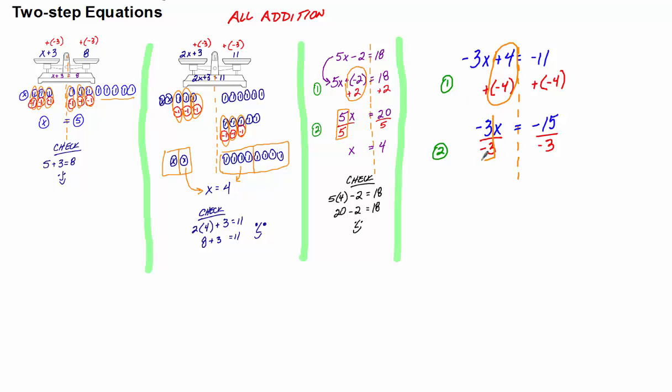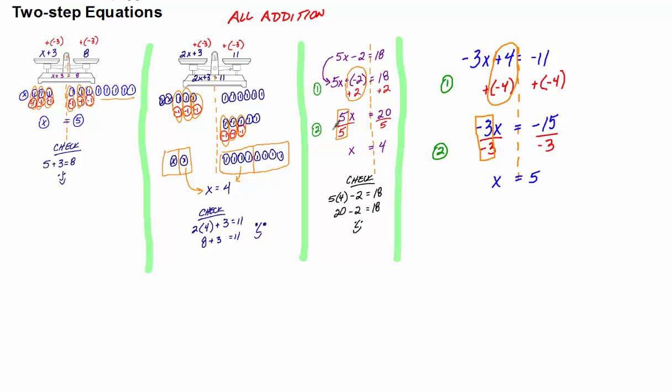This creates a big 1. You'll know you picked the right thing when you get that big 1. So we have the big 1 there. 1 times x is x. Negative 15 divided by negative 3 is positive 5.